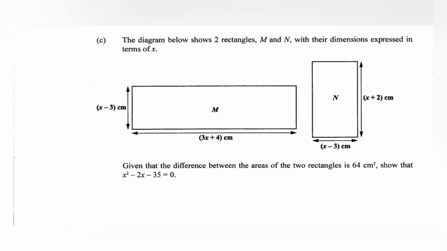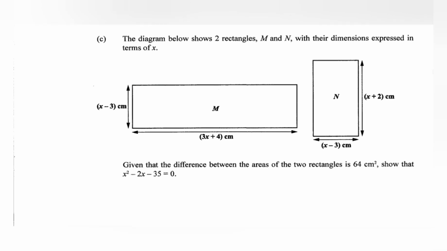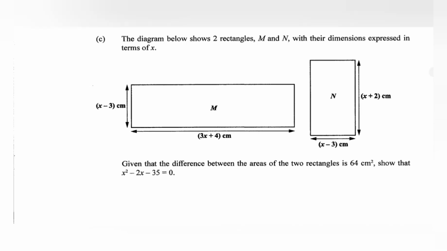Guys, we're looking at question 2c. It says that the diagram below shows two rectangles, M and N, with their dimensions expressed in terms of x. Given that the difference between the areas of the two rectangles is 64 centimeters squared, show that x squared minus 2x minus 35 is equal to 0. Because we're dealing with rectangles and we're talking about area, we need to explore what the area of a rectangle is.